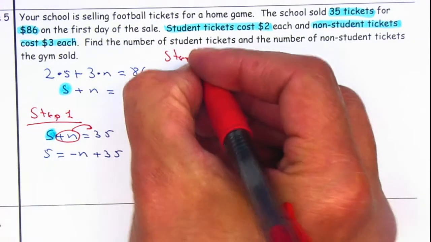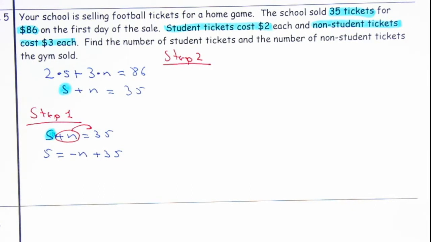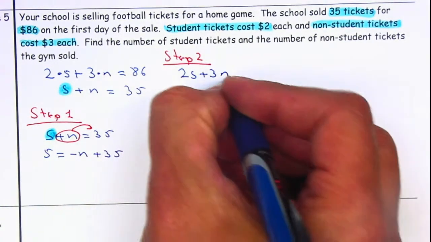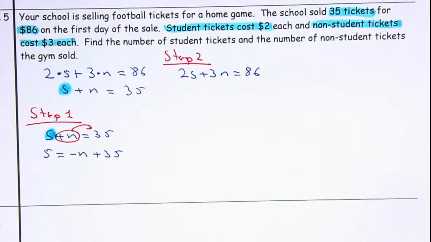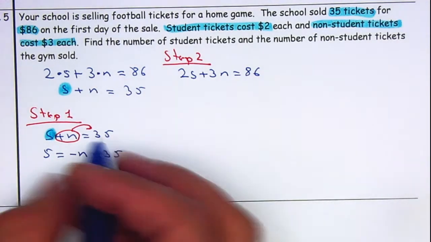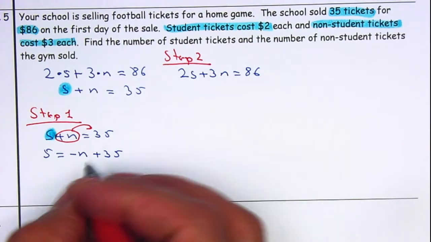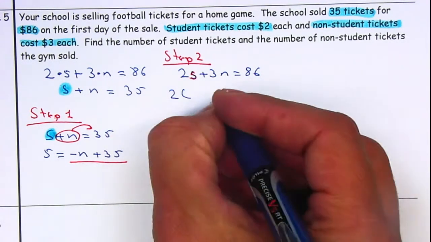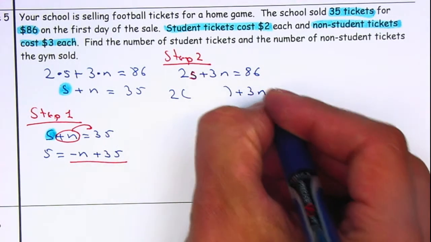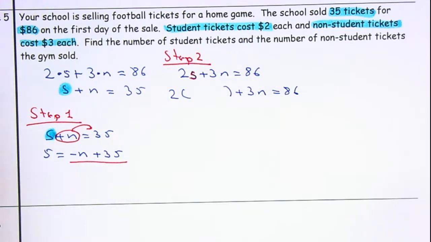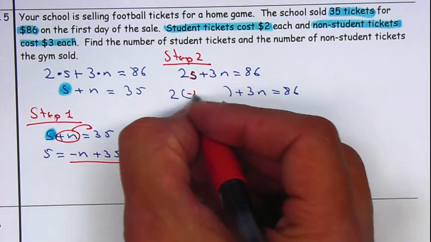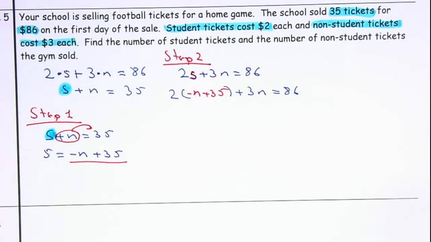Step 2. I'm going to use the other equation. So it'll be the first one. 2S plus 3N is equal to 86. And I'm going to substitute the value of S. So instead of the S, I'm going to substitute negative N plus 35. Notice I don't have an S anymore. Instead of the S will be negative N plus 35.